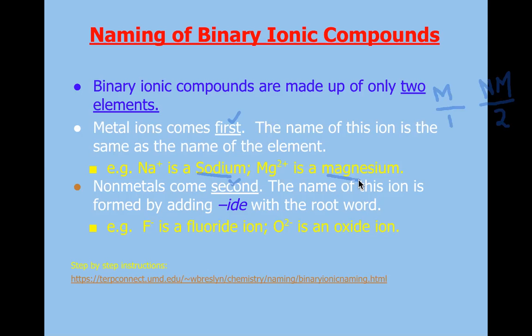Then for the non-metals, the name of the ion is found by adding IDE. At the end, you have to add the three letters IDE to the root word. For example, if you are taking fluorine, then it should end with IDE with the root word: fluoride. If you see the non-metal oxygen, then with the three letters IDE at the end, you write oxide, not oxygen. So we will see an example.